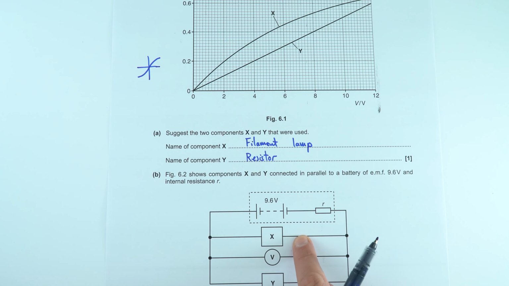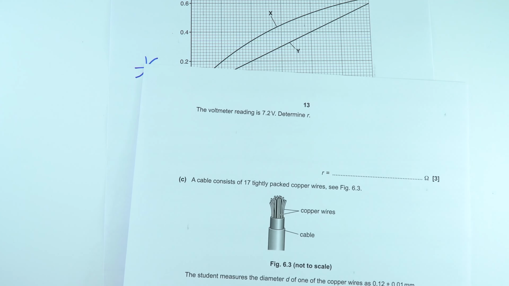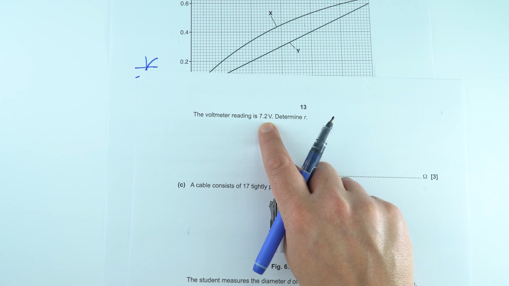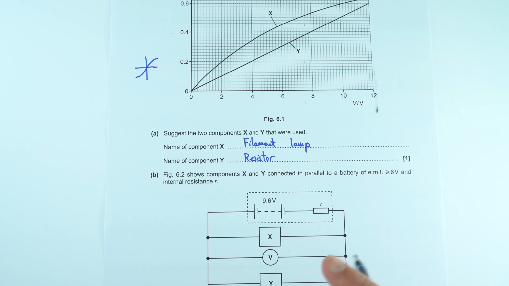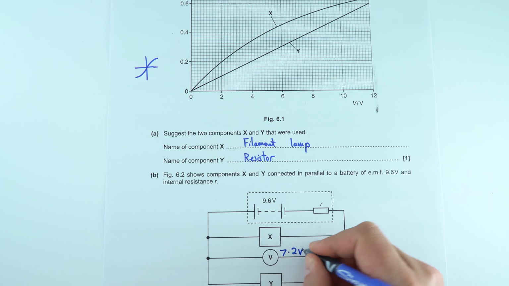And it says here we've got elements X and Y in parallel and a voltmeter just reading the potential difference across each of these. So the question for part B said that the voltmeter reading is 7.2 volts. Determine the value of the internal resistance. So I'm just going to label it on my diagram. That's going to be equal to 7.2 volts.